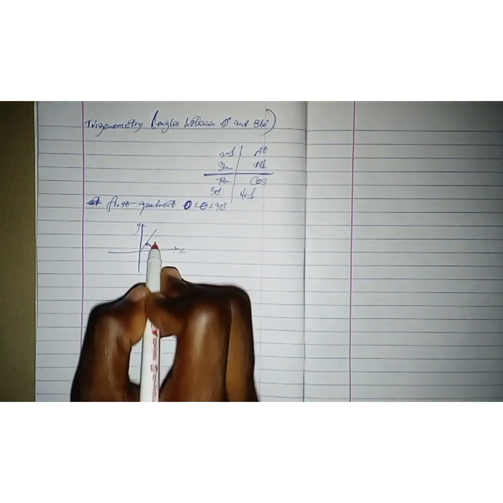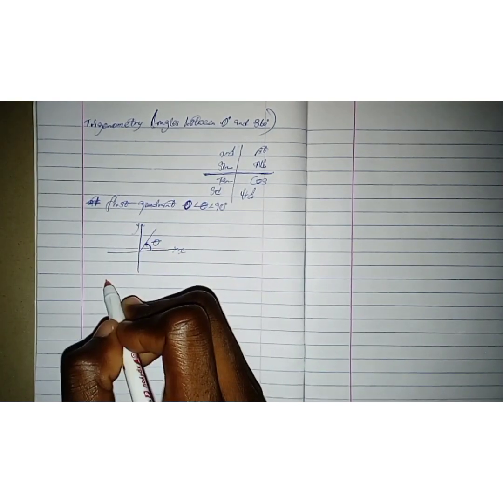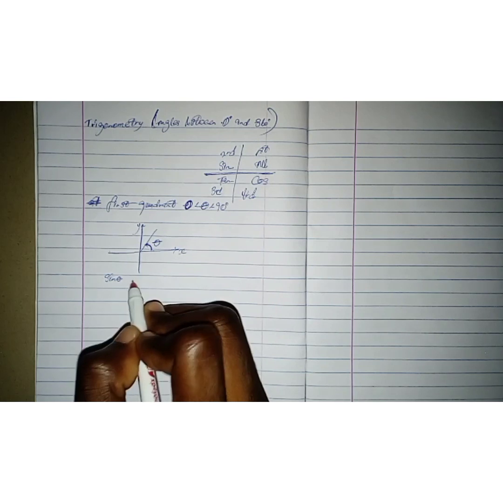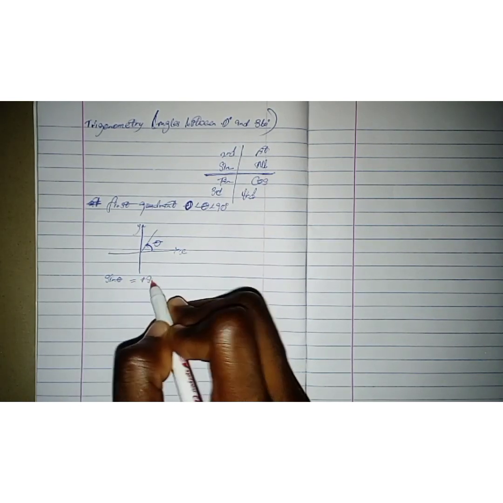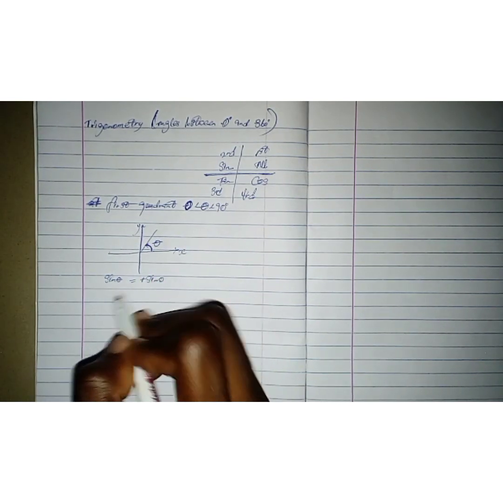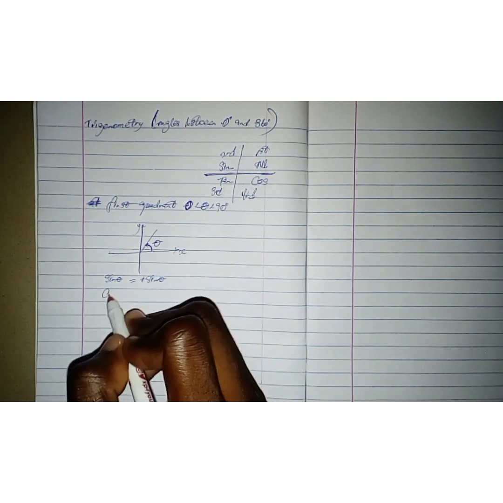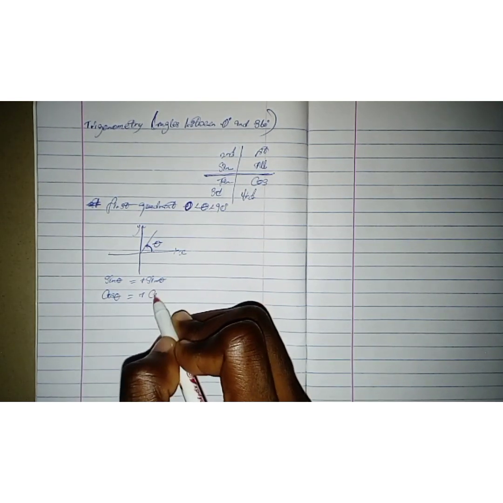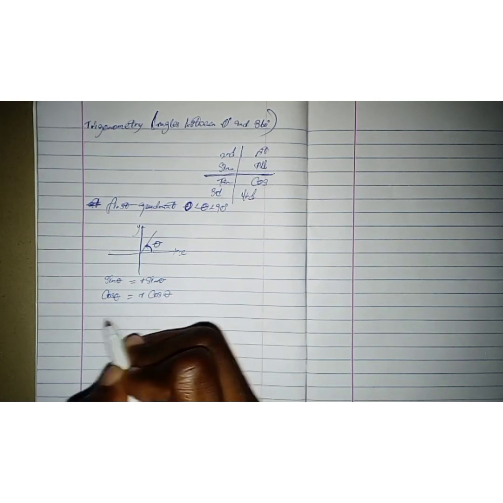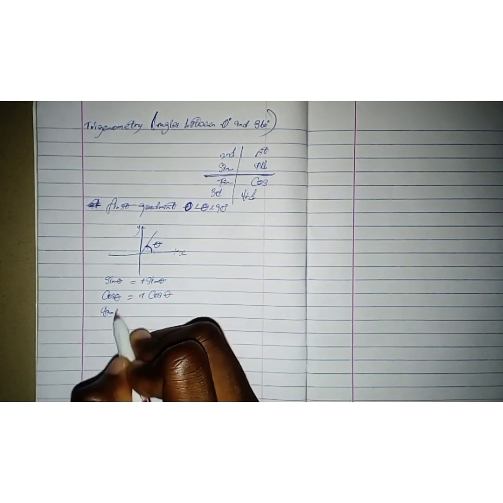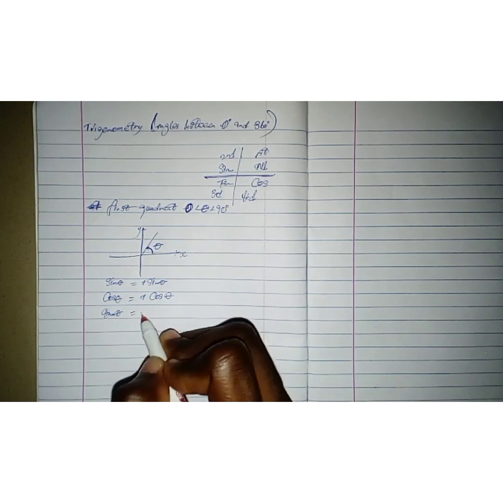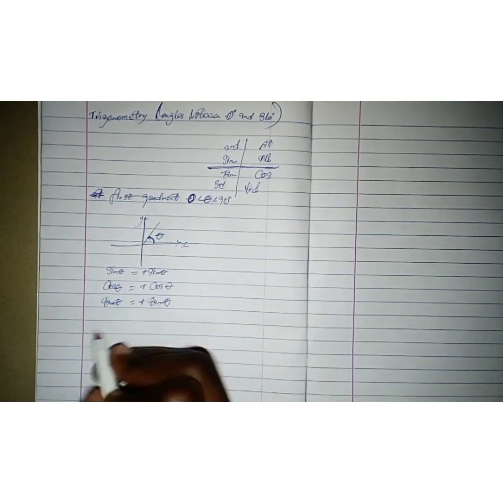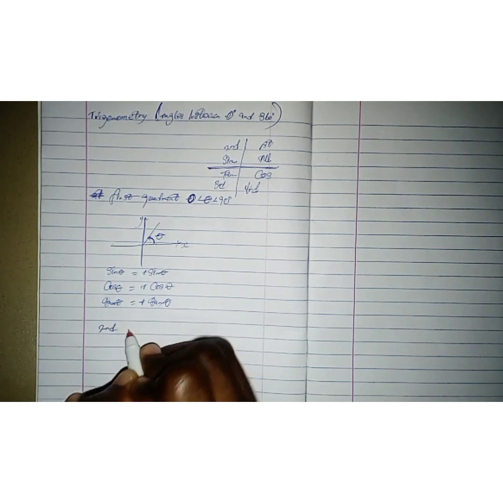At this part, sine theta is positive, cos theta is positive, and tan theta is positive. Second quadrant.